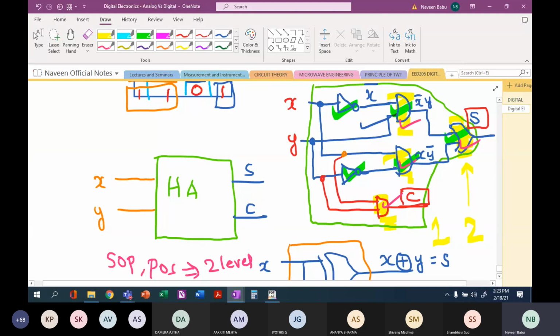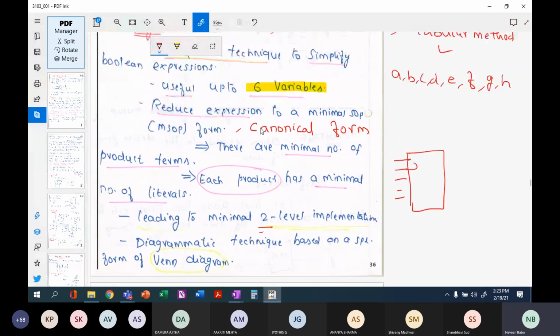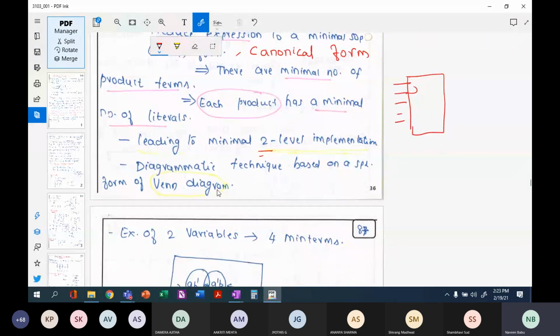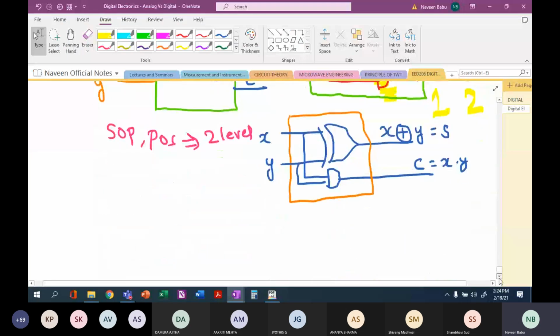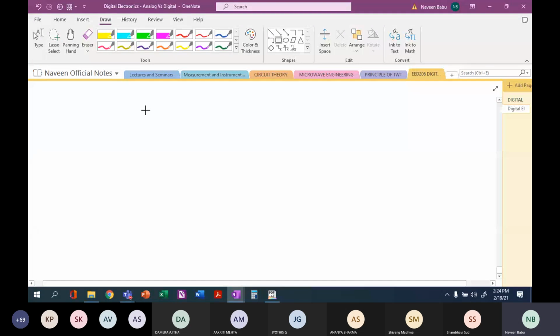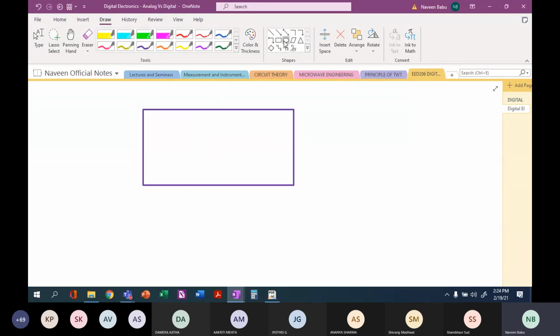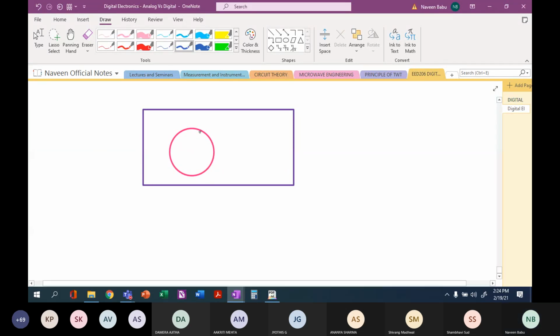Now, how do you visualize this K-map? You can visualize this K-map as a simple Venn diagram. What is a Venn diagram? If you recall, consider that this is a single set. If there are 2 variables here, let us assume that there is a variable A, and another variable here, which is variable B. Please note this is variable B and this is variable A.